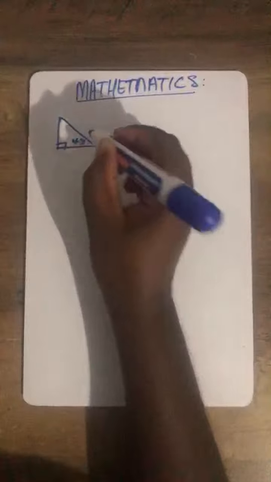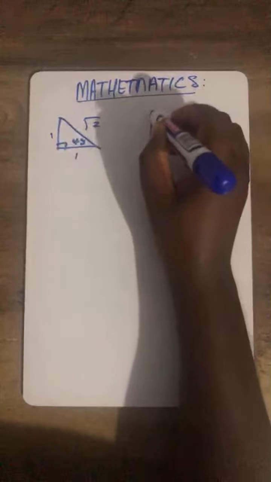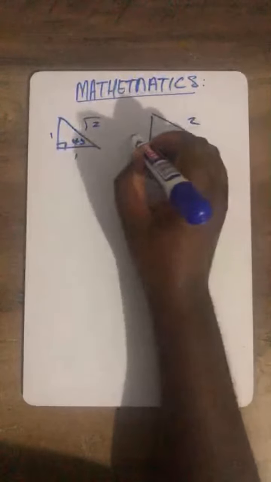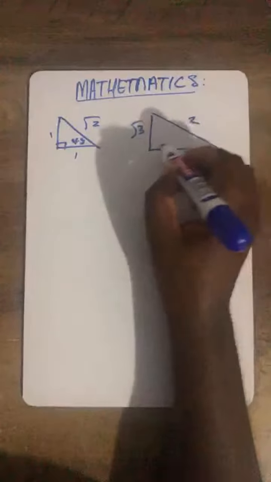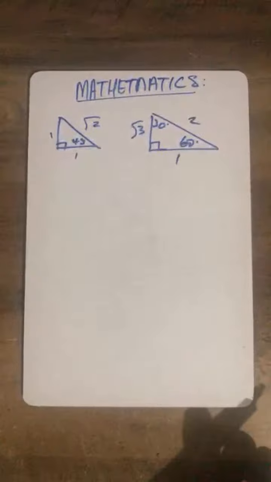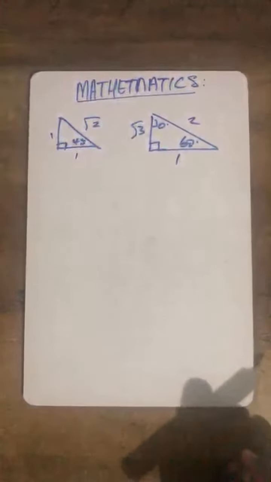We discussed the one for 45 degrees, where we said 1, 1, square root of 2. And then for the other one we had 1, we had 2, we had square root of 3, and then we had 60 down there, and 30 up there. This is something that you need to make sure that you know by heart, honorable members.